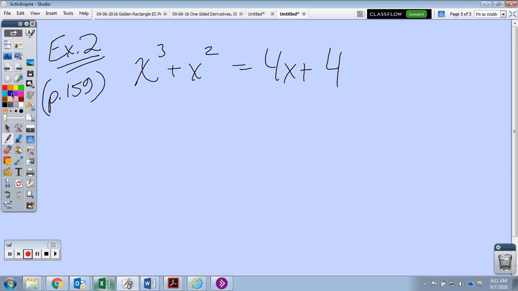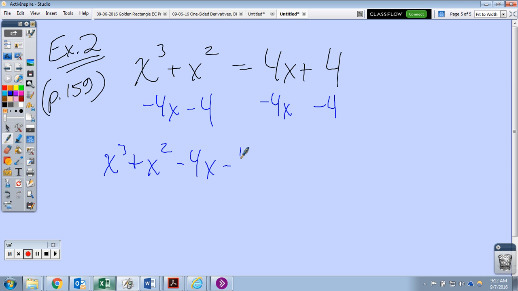Set everything equal to 0, yeah. And it doesn't matter which side. So, because this guy's a positive coefficient, I'm going to get rid of these two guys. So, I'm going to subtract 4x, and I'm going to subtract 4 from each side. Okay. You getting it? All right, so then here we have, let's say, x cubed plus x squared minus 4x minus 4 equals 0.